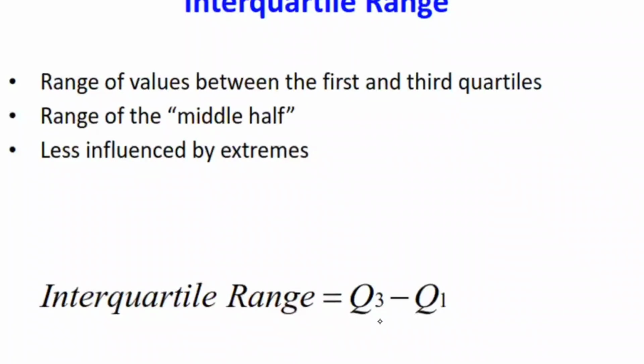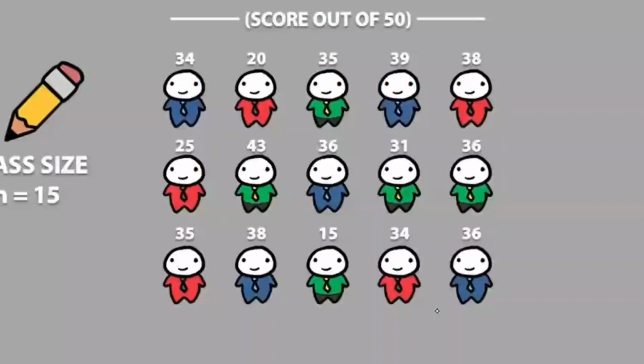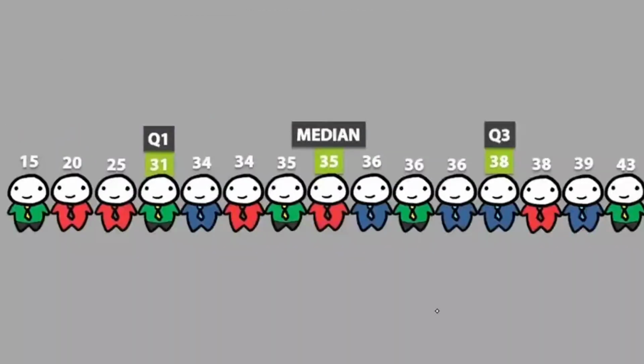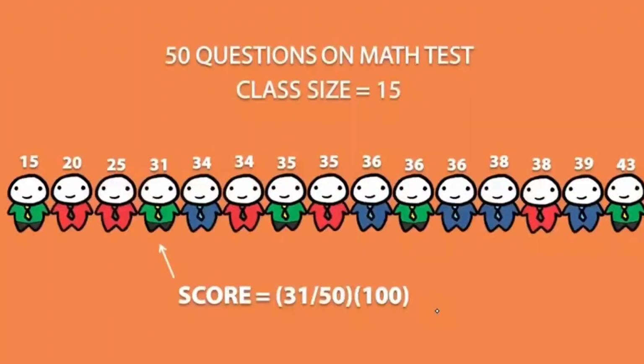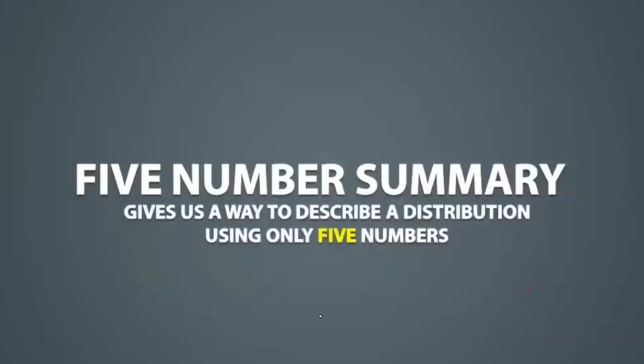Next one is called interquartile range. Interquartile range means Q3 minus Q1. This is called the interquartile range. Now, for the data set, we are calculating Q1, Q2, Q3, and don't confuse percentage with percentile. I have written very clearly where this one is called percentage. This is not called percentile. And the next one is called the 5 numbers summary.